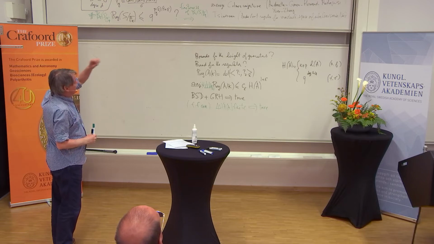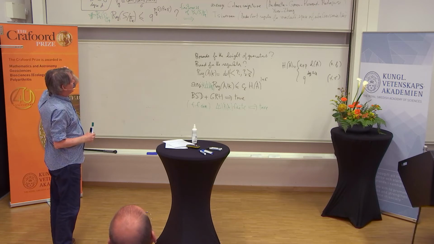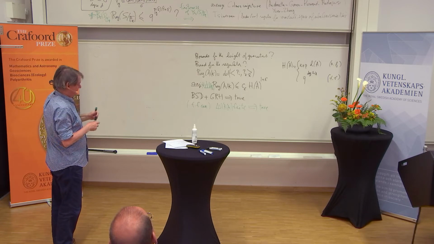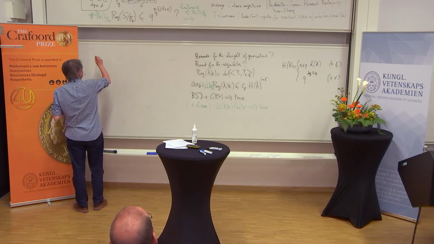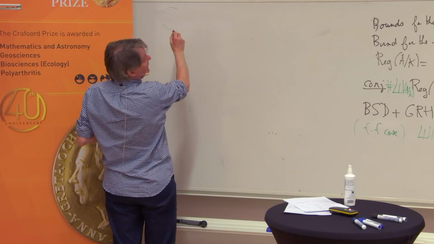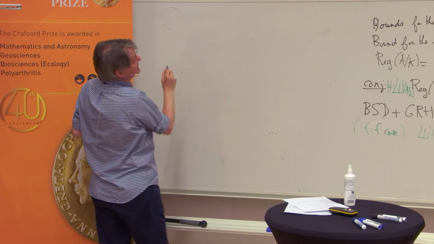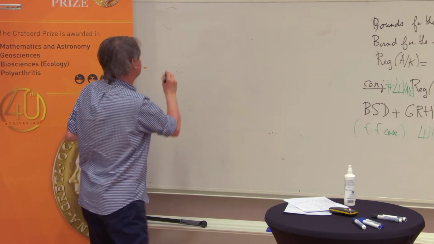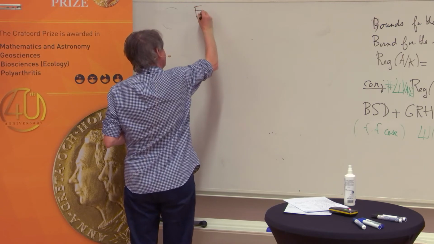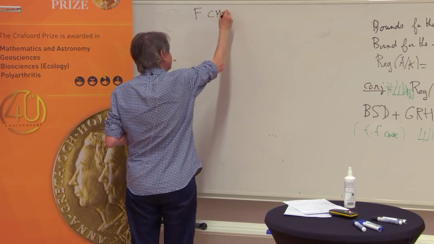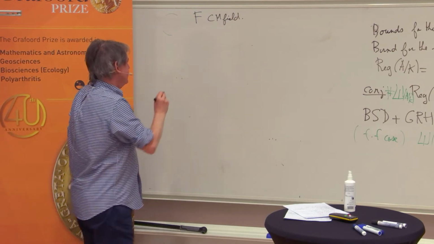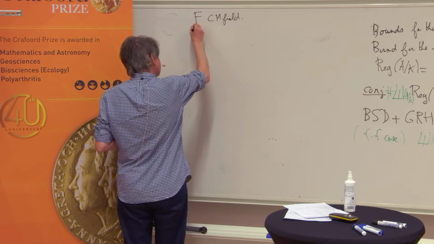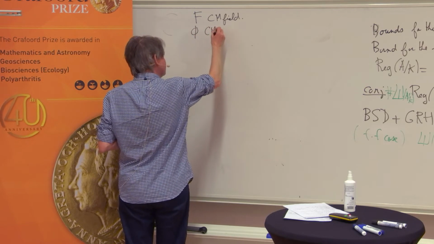So I want to state the so-called averaged Colmez conjecture. You can state it like this. Let F be a CM field, and let phi be a CM type.